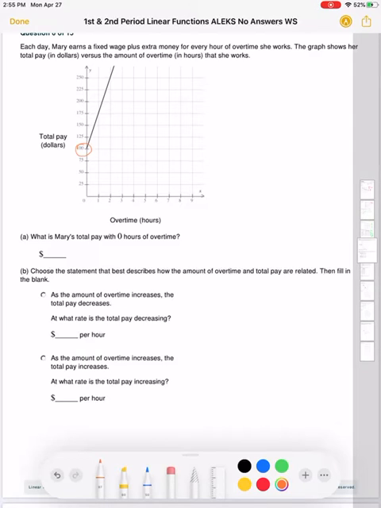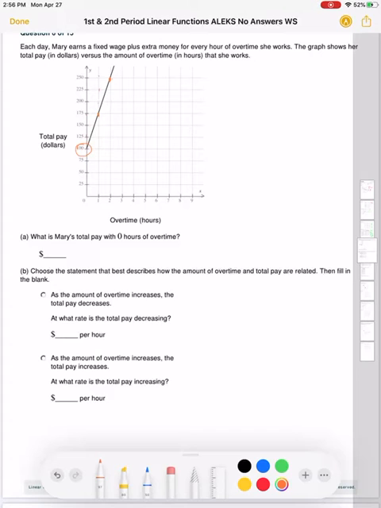It says, choose the statement that best describes how the amount of overtime and total pay are related. So 1 hour of overtime, there's how much she makes. 2 hours of overtime, there's how much she makes. That is a big jump between 1 hour and 2 hours. So if I look, I went up 1, 2, 3 spots over 1 hour. I went up 1, 2, 3 spots over 1 hour. So my movement, or my slope, is consistent.